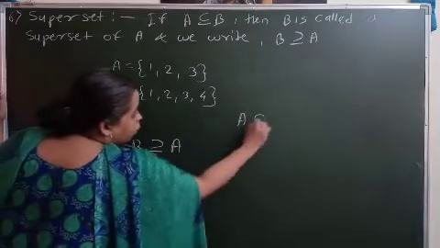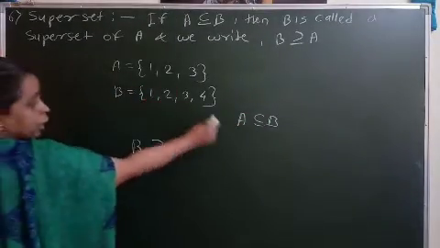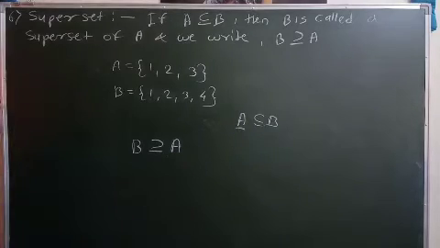पहिल्यांदा आपण काय बघितलं? A is subset of B बघितलं. आता उलट बघतोय. छोट्या सेटला आपण म्हटलं सबसेट. Small set is subset, and this bigger set is superset.